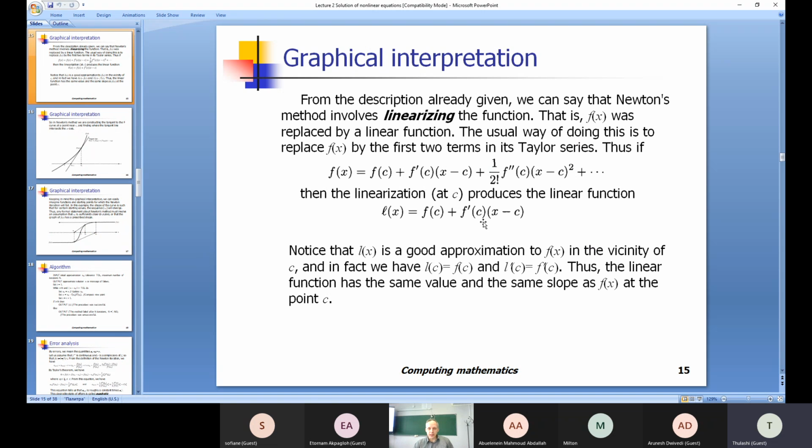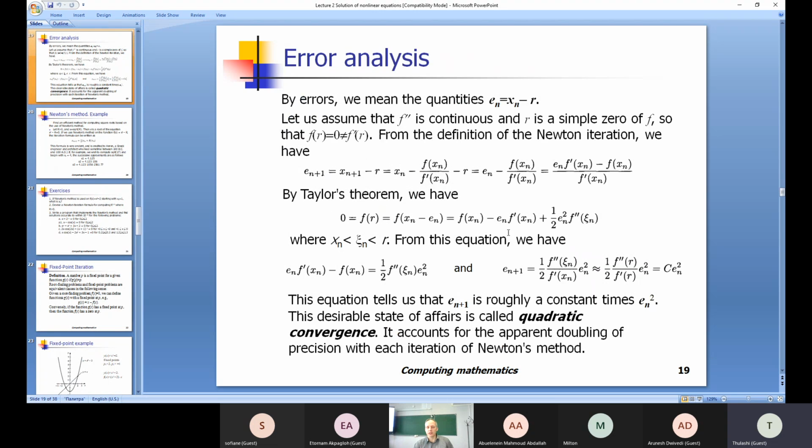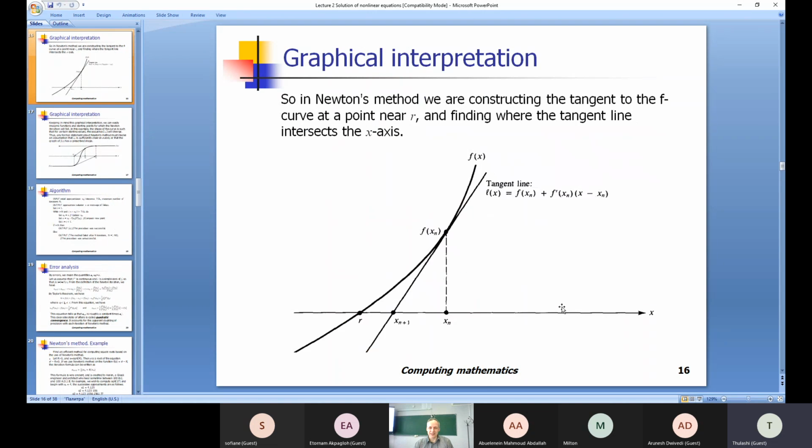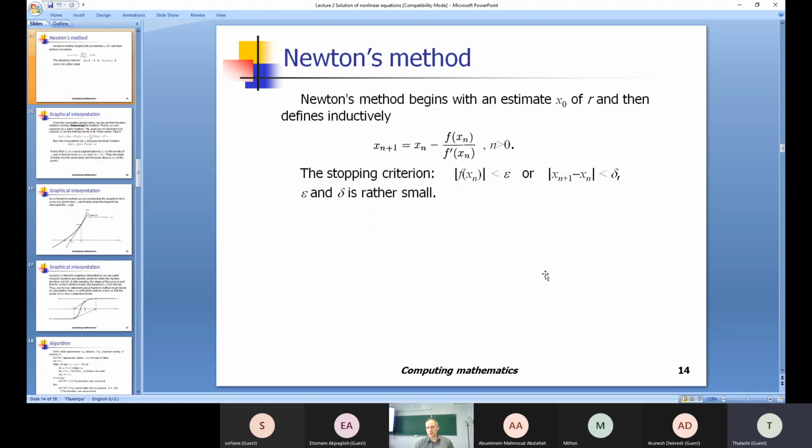The theoretical statements that estimates the rate of convergence is presented here on this slide. But the main drawback of this method is that we must know the derivative of a function. As you see, this formula includes the function value f of x and the derivative of a function f prime x.